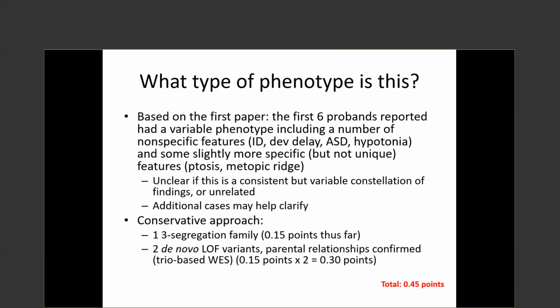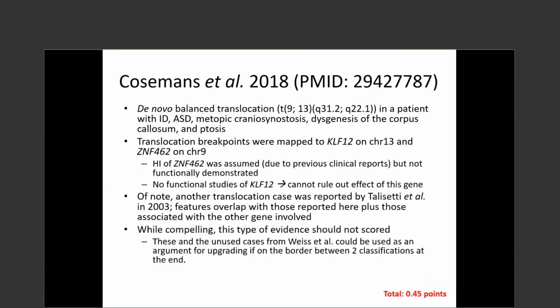However, being conservative from the Weiss paper, we know we have at least one 3 segregation family and at least 2 de novo loss of function variants with parental relationships confirmed because they were done on trio-based exome sequencing.